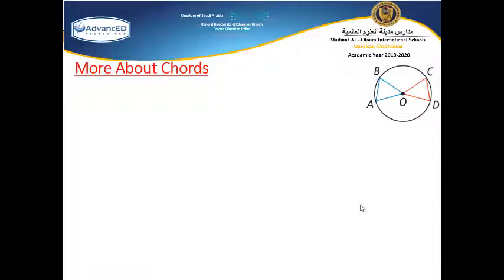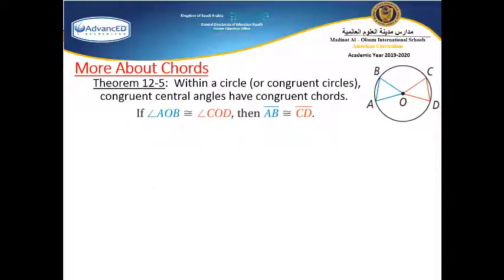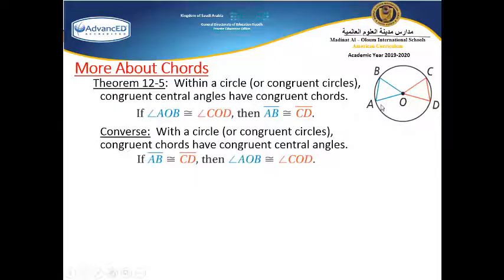The second theorem, the relation between the central angle and the chord. Within a circle or congruent circles, if central angles AOB and COD are congruent, then chord AB and chord CD are congruent. The converse: if chords AB and CD are congruent, then the central angles AOB and COD are congruent.